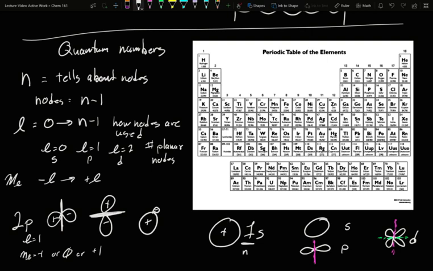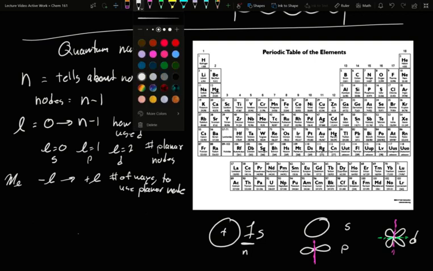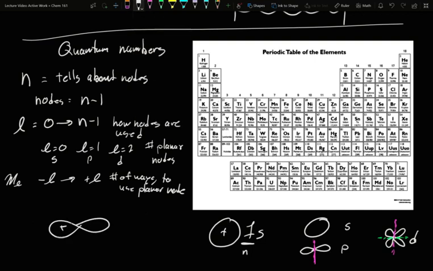M sub L just tells us how many different ways I could have put those planes together. M sub L tells me how many ways I could have used that planar node. Because each of those are a shape an electron can take. If I have a second electron come in, I have an electron come in and it takes this shape, well, another electron could take this shape. And they could just be existing right next to each other.